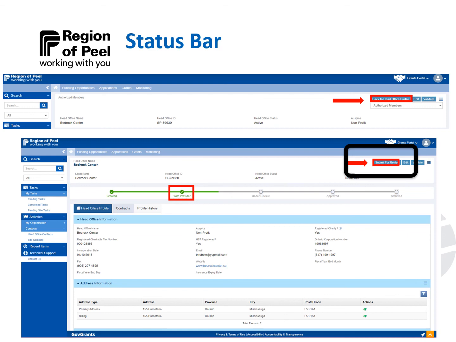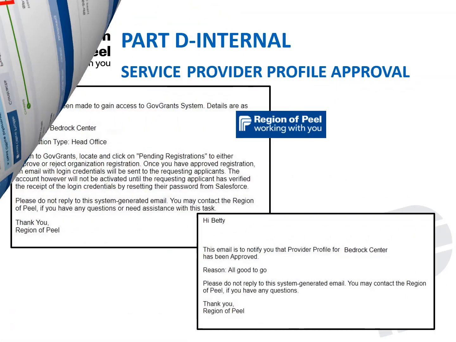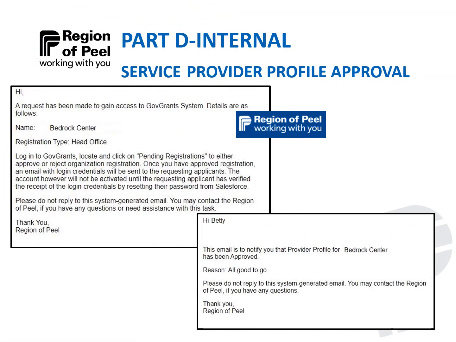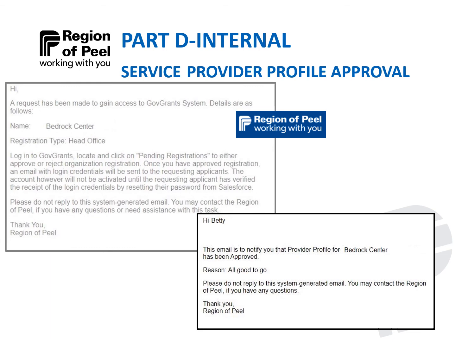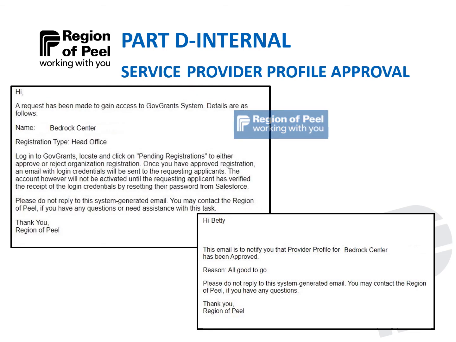It is now with the Region of Peel Community Investment Program Specialist to approve the profile so that the provider is able to apply for funding through GovGrants. Part D, Region of Peel Service Provider Profile Approval. The Community Investment Program Specialist will receive an email through GovGrants from the provider requesting the service provider profile to be approved. The specialist will log into GovGrants.